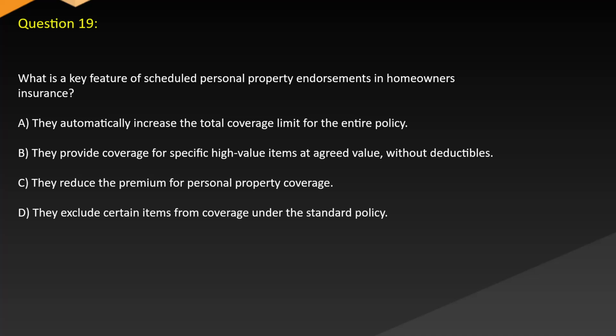Question 19. What is a key feature of scheduled personal property endorsements in homeowners insurance? A. They automatically increase the total coverage limit for the entire policy. B. They provide coverage for specific high-value items at agreed value without deductibles. C. They reduce the premium for personal property coverage. D. They exclude certain items from coverage under the standard policy.